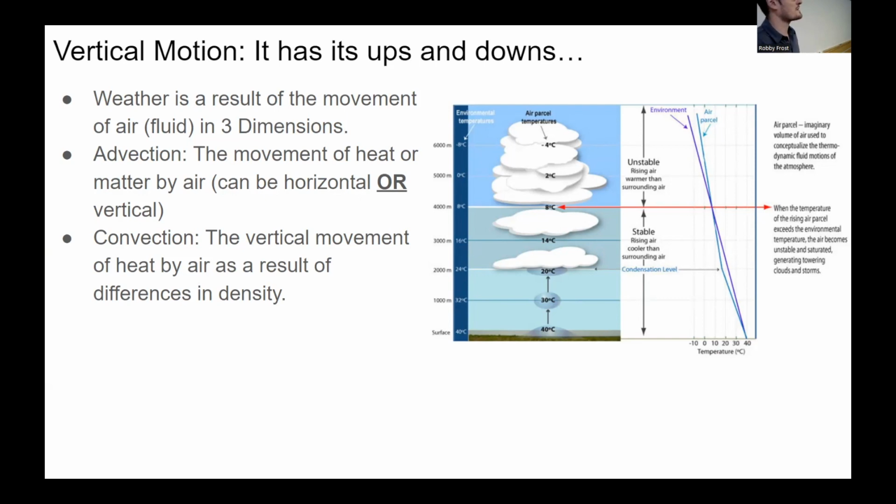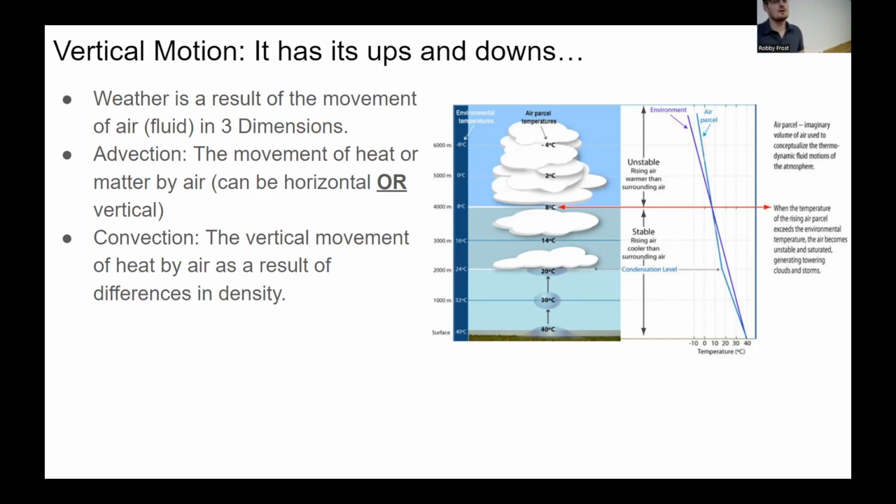How many of you guys have heard the term advection before? Okay, good. Advection, a really simple definition, it's just the movement of heat or matter by air or fluid, and it can be horizontal or vertical. A lot of times people think vertical movement is all convection. It doesn't have to be. You can actually advect things vertically, but advection is a really important term.